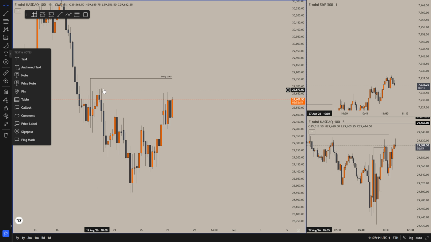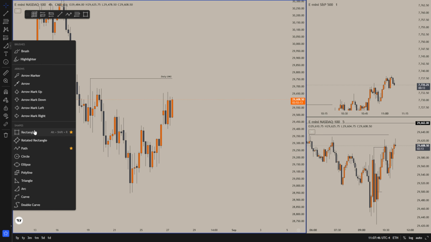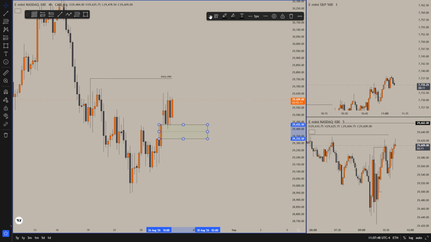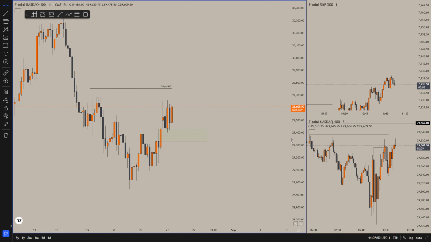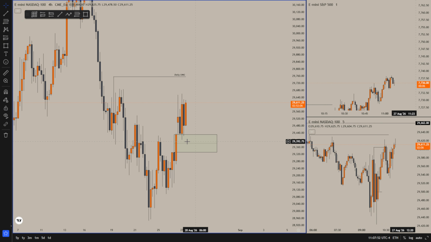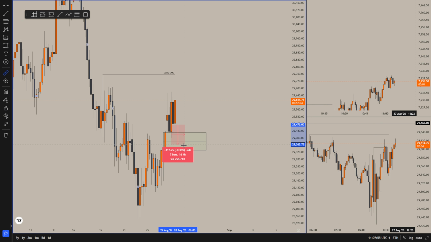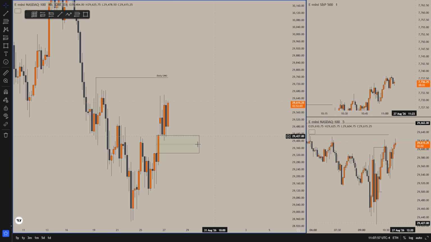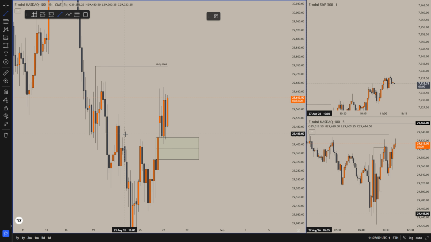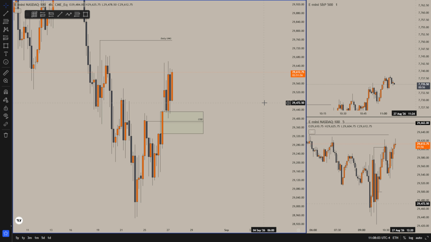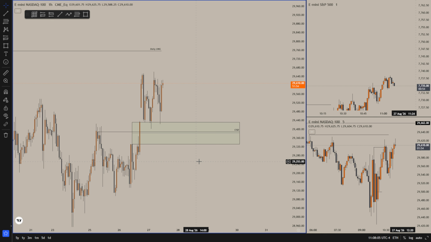What do we have right here? We have a 4-hour gap. Now, yeah, we are displacing away from this 4-hour gap, meaning that we are respecting this 4-hour gap. And we also had a change in state of delivery on the 4-hour time frame. So even more bullish. 1-hour chart.